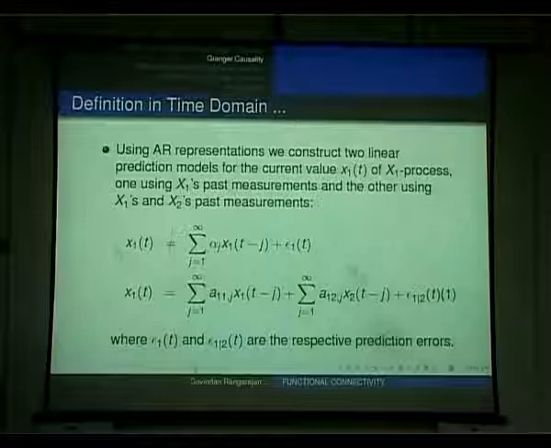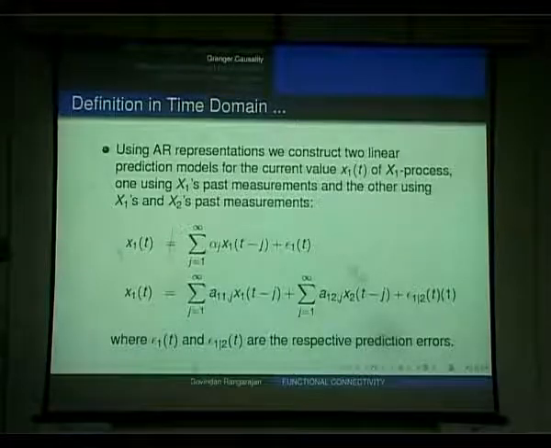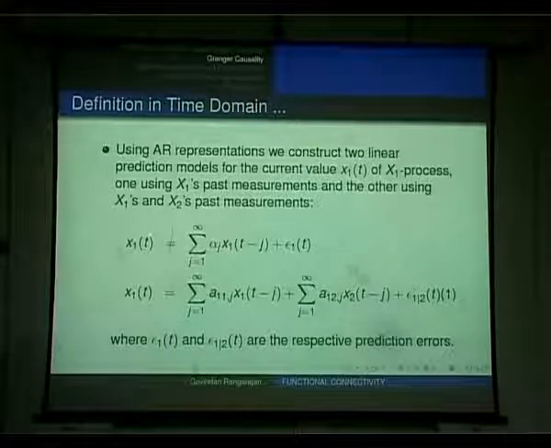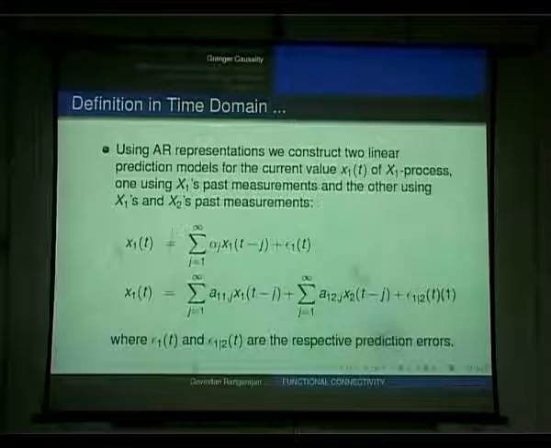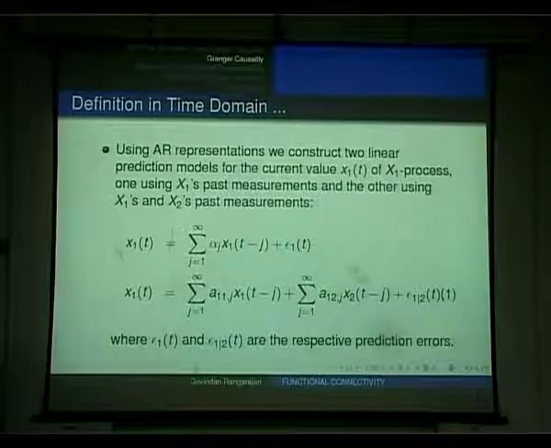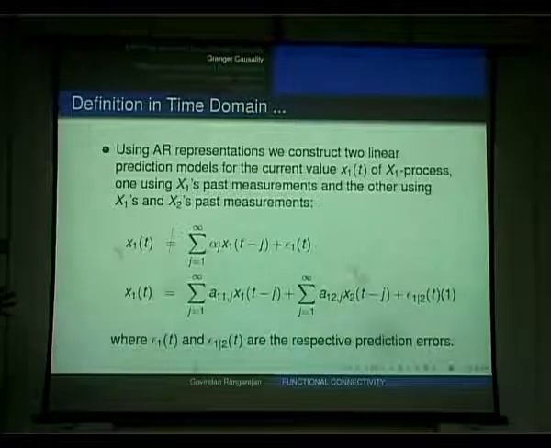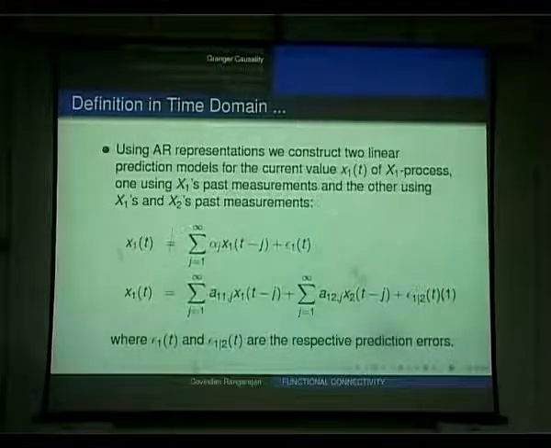So essentially you are regressing x1 at time t against x1 at the previous times. The basic idea is that you are trying to predict the current value of x1 using only the past values of x1 with an appropriate weightage. This is what is called an auto-regressive process. Now, since these are all random processes, you have an error, which I'll call epsilon 1.